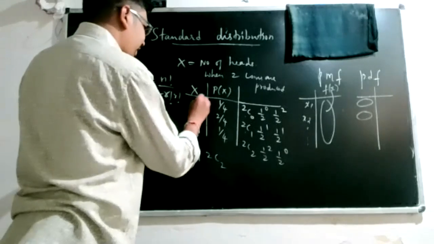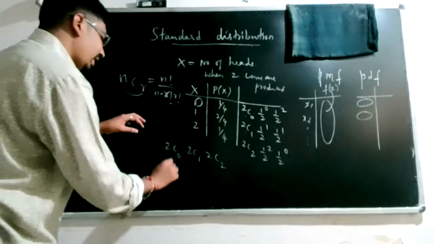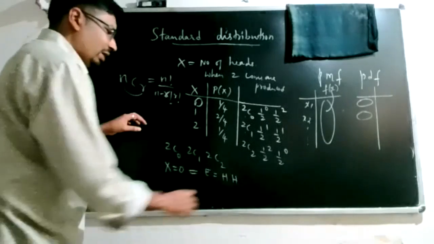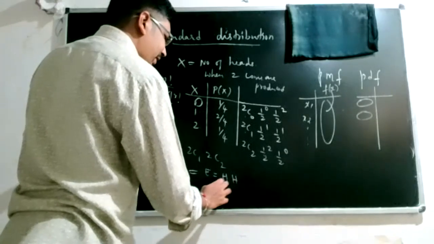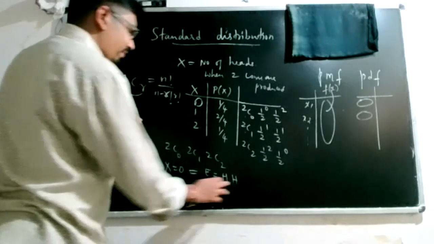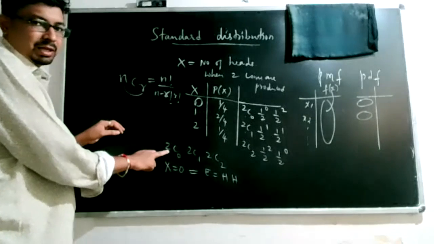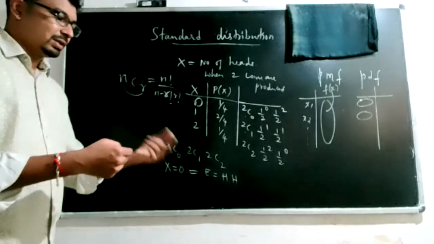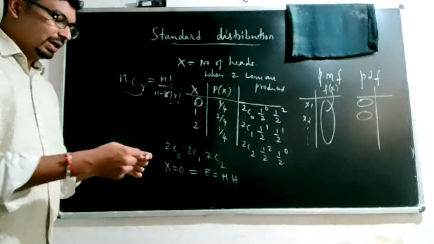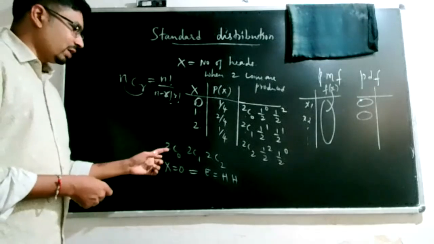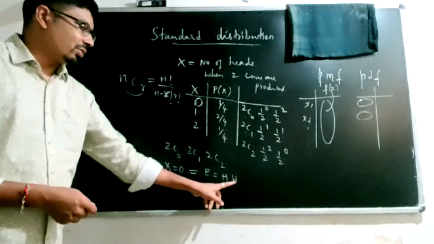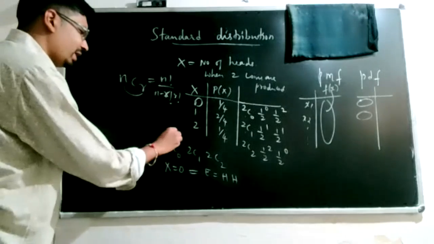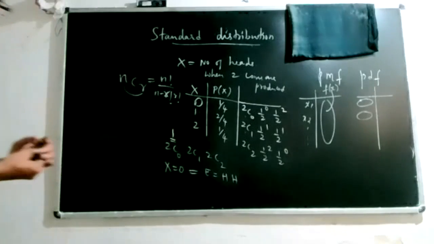Now, when my x becomes 0, x equal to 0 indicates the happening of the event H comma H. Now, this H comma H can happen in only one way out of the possible cases. You're tossing 2 coins simultaneously, and each coin will lead to one particular outcome only. So out of those outcomes, you are expecting the same outcome, that is H comma H. So it can happen in only one way, and mathematically 1 is equal to 2C0.